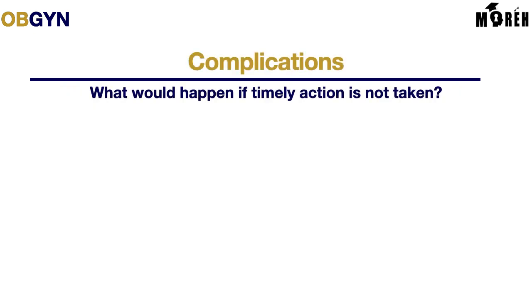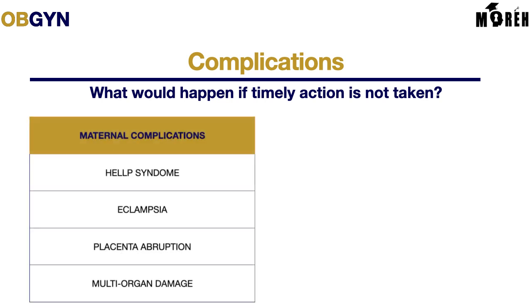So what would happen if timely action is not taken? After everything that you've learned, if timely action is not taken, what can happen to the mother? What can happen to the fetus? So we are dividing complications into maternal and fetal complications. There are many more complications. I'd like you to type them in the comment section. What are some of the complications that I have not listed? There are many more, but I wanted to just share with you the most important ones.